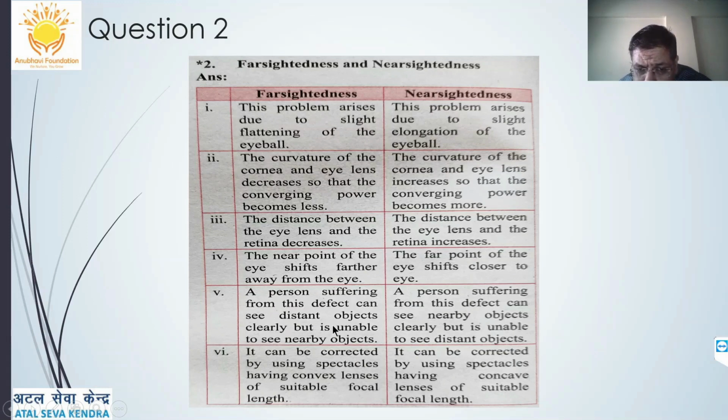A person suffering from this defect can see distant objects clearly but is unable to see nearby objects, while in nearsightedness, he can see nearby objects clearly but cannot see distant objects properly. This can be corrected by a convex lens of suitable focal length. Here, this can be corrected by a concave lens of suitable focal length.